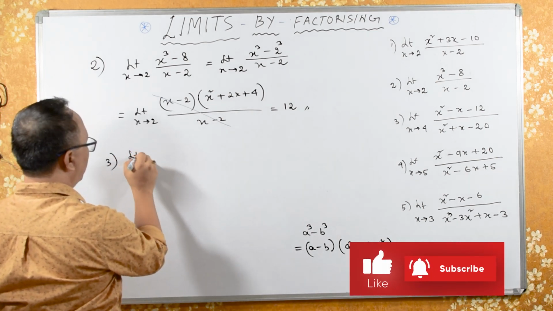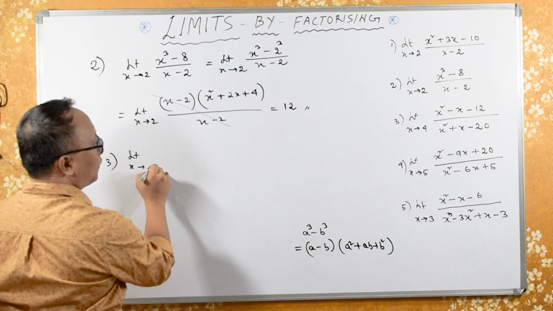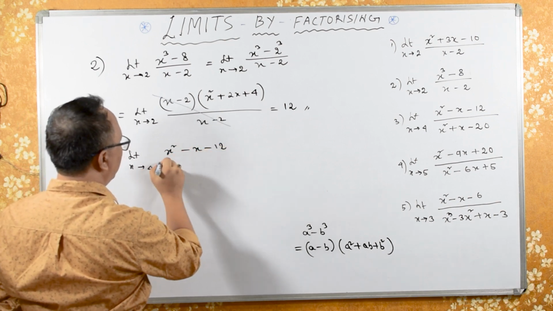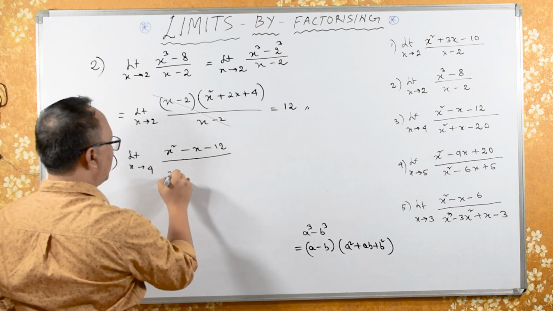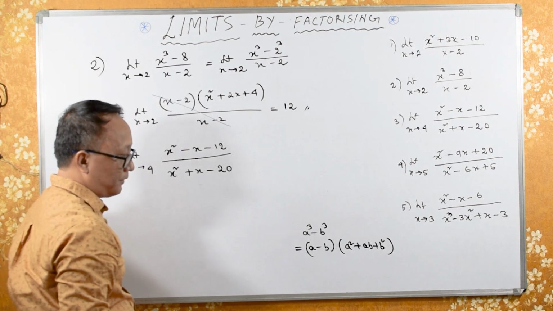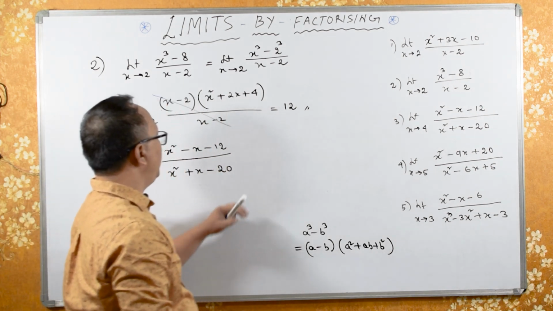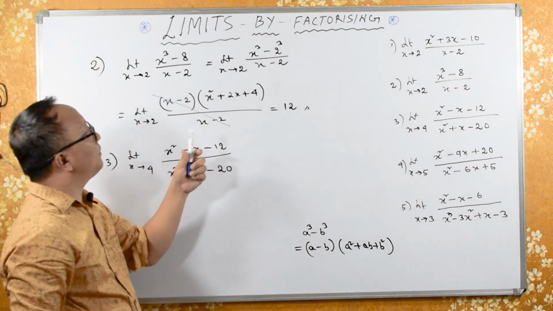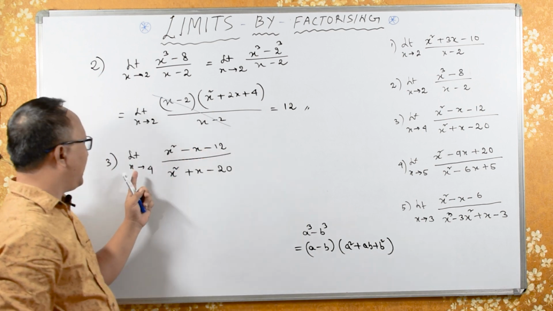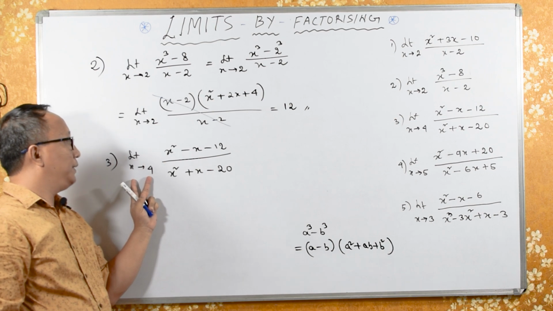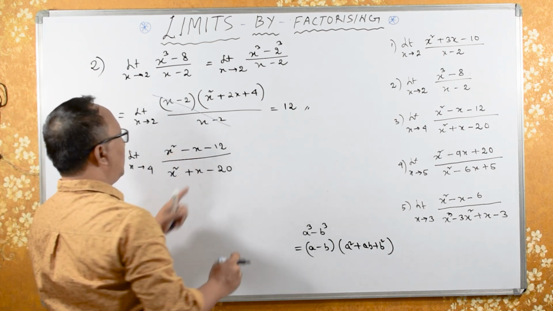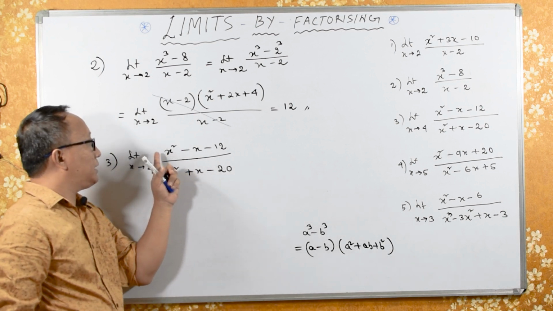Limit of x tends to 4, (x² − x − 12) upon (x² + x − 20). Now here we have to split. We have to factorize this numerator as well as the denominator. Since x tends to 4, I hope you will get some factor of x − 4 or x + 4. Let's see.